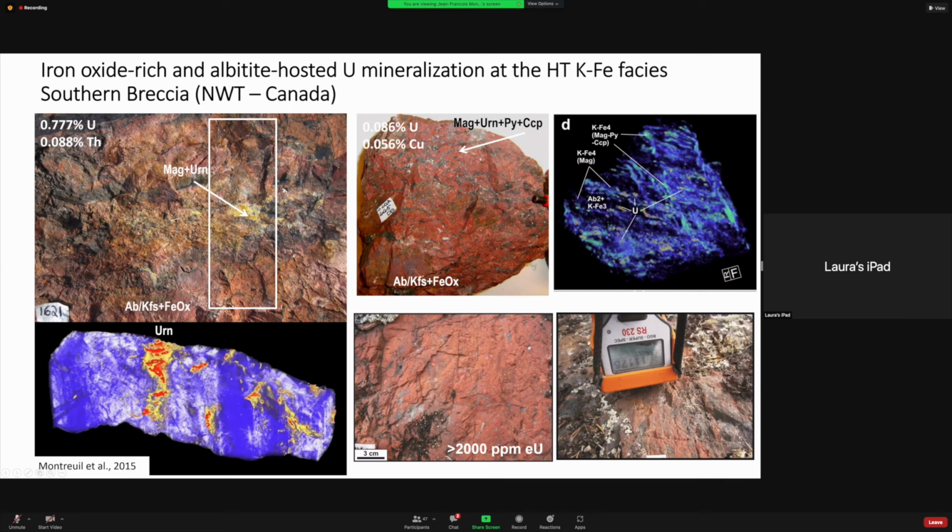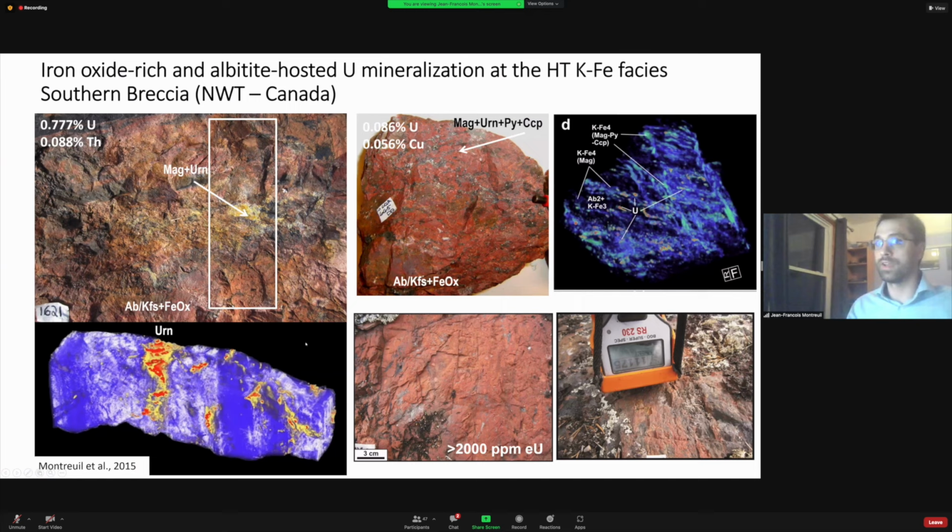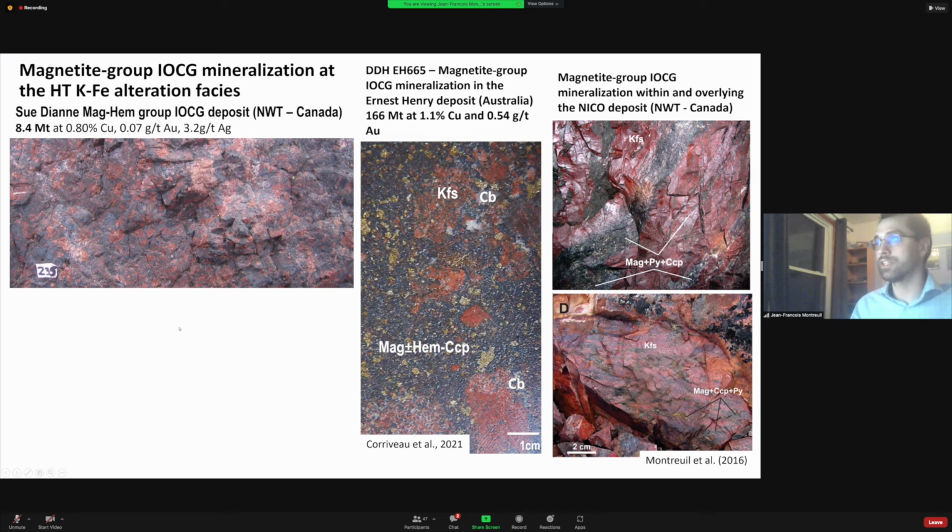And now this is moving to what is actually magnetite group IUCG mineralization. I'm sorry, there's just a hidden animation here that I will remove. I didn't pick this one up.